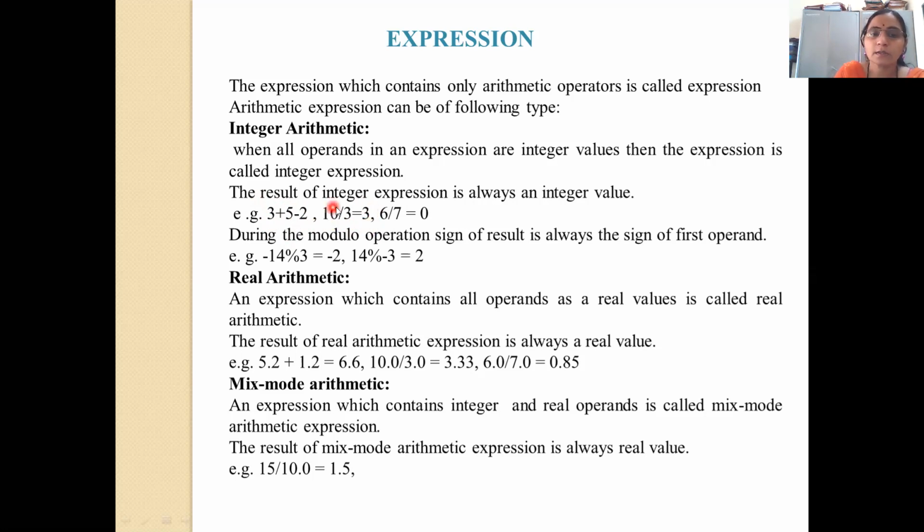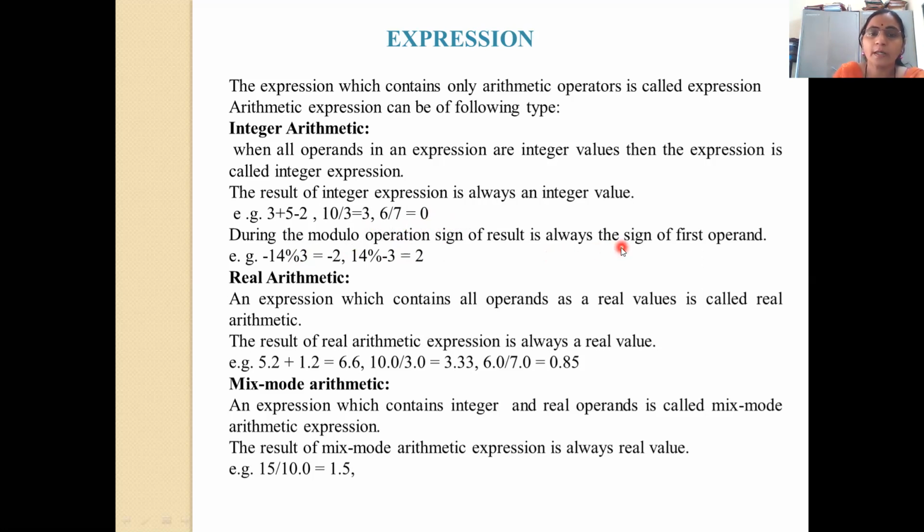Why? Because the division is integer division, and that's why the result is again an integer, not real. If the result is real, then it truncates, it removes the fraction part. 6 divided by 7: again here it is 0 point something, but the result is always an integer, so the fractional part will be removed, and the result is only 0. During the modulo operation, the sign of the result is always the sign of the first operand.